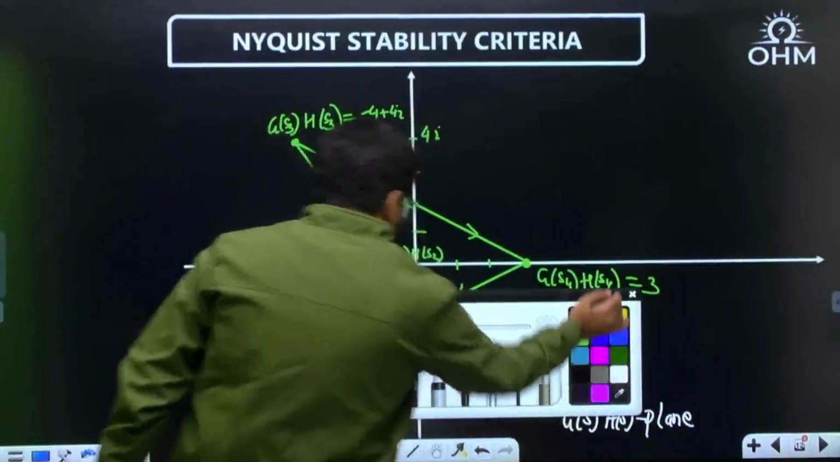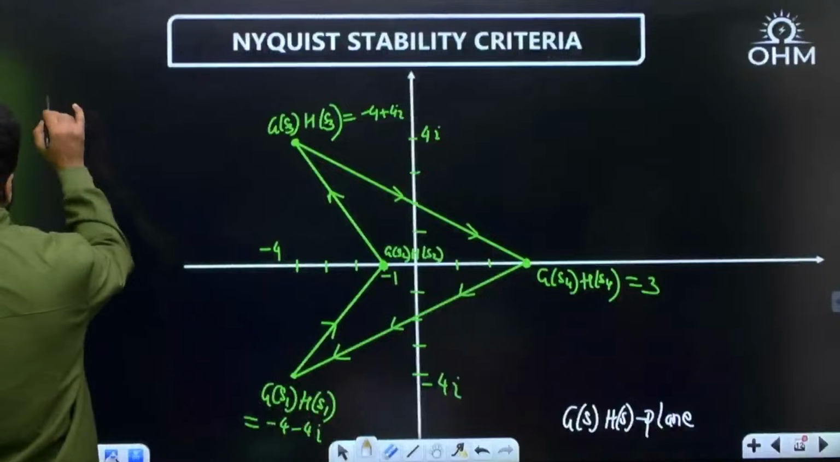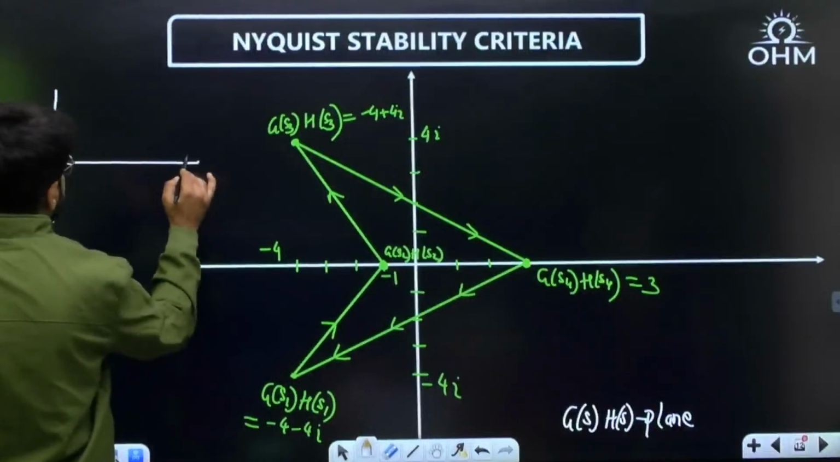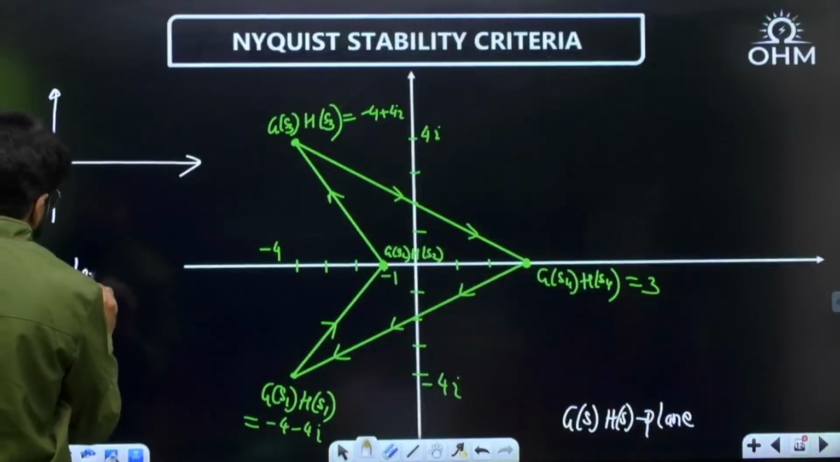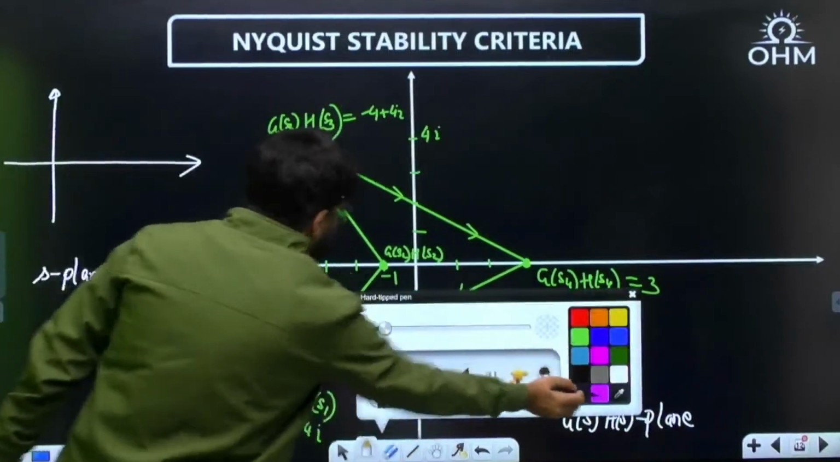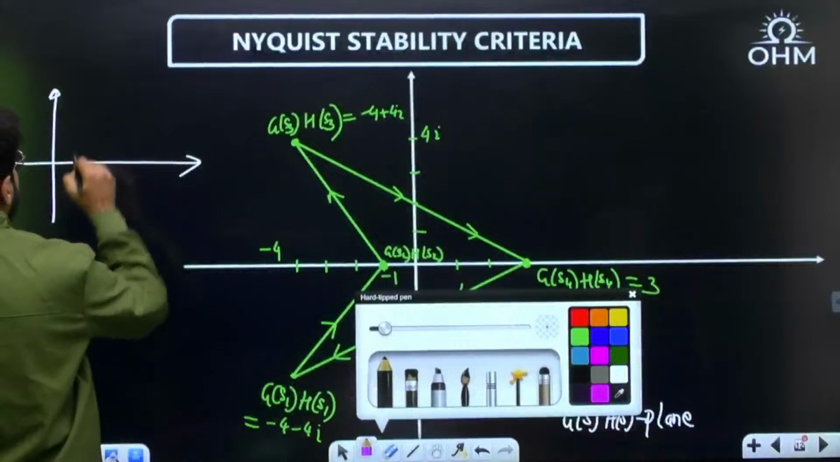For your convenience, dear, I will again draw the S plane picture also. Just for your convenience, let me draw the S plane picture once again. And what was the S plane picture? Some value of S1 was taken.